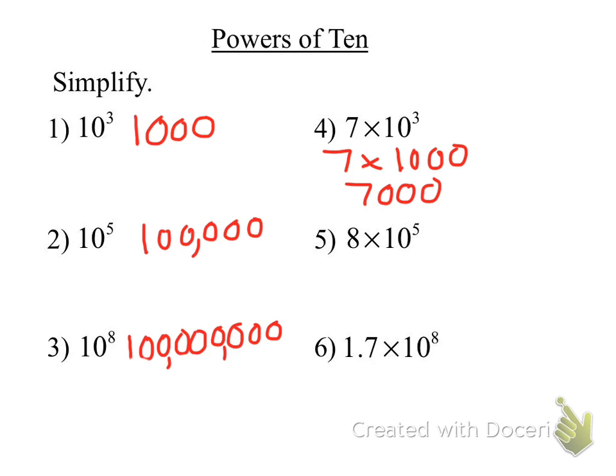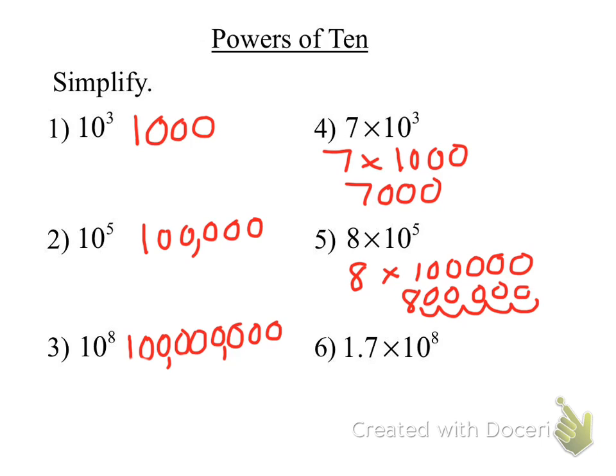Okay. Now look. Another way to look at it is 8 times 5 zeros. 1, 2, 3, 4, 5. And we get 80,000. Another thing I can do is count 1, 2, 3, 4, 5 places. Right? Move it over 5 places. I can do the same thing here.